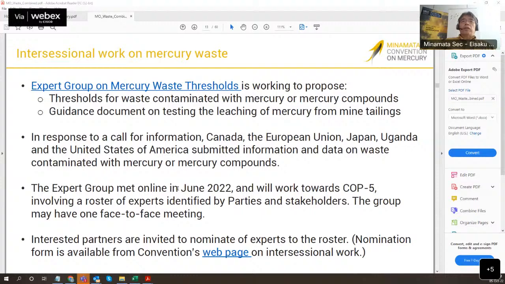So following the COP4 decision, the expert group is working on establishing the threshold for type C waste, and I think I only mentioned the fourth bullet. Interested partners or experts are invited to nominate experts to the roster, because COP4 requested the expert group to invite expertise from a wide range of experts. If you're interested, please visit the convention's website on the intersessional work, and you can find the nomination form for rostered experts.